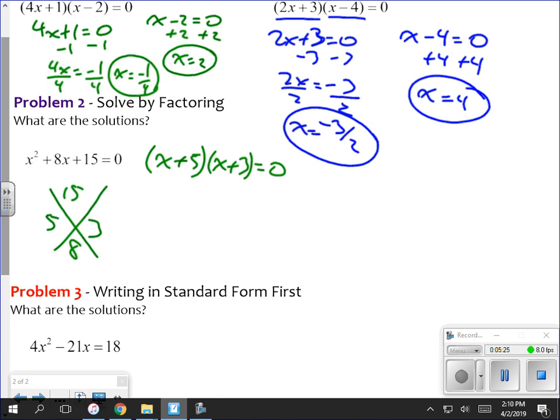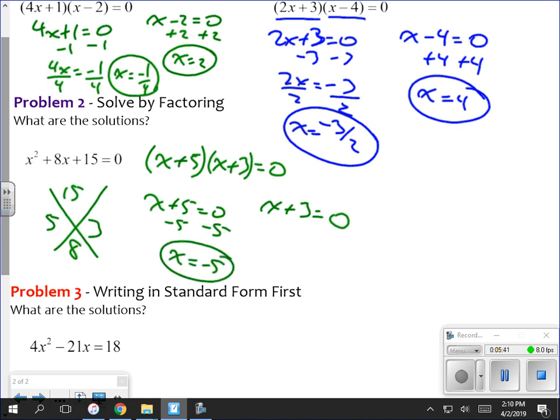Factor them. And now I do what I just got done doing. Set each factor equal to 0. x plus 5 equals 0. x plus 3 equals 0. And then solve for x. Subtract 5, x equals negative 5. Subtract 3, x equals negative 3. Easy peasy. Questions? I love solving by factoring. To me, it's really easy. But you have to be able to factor.